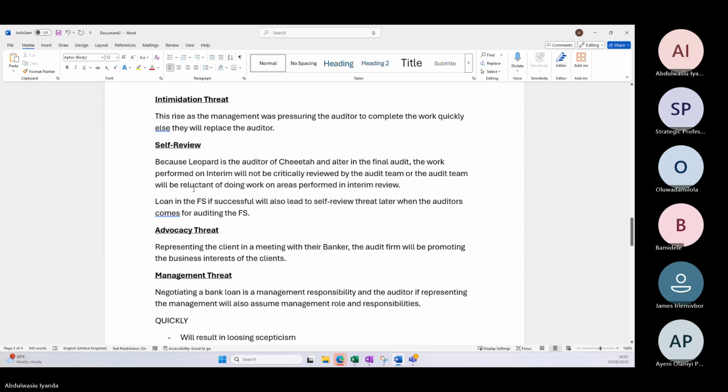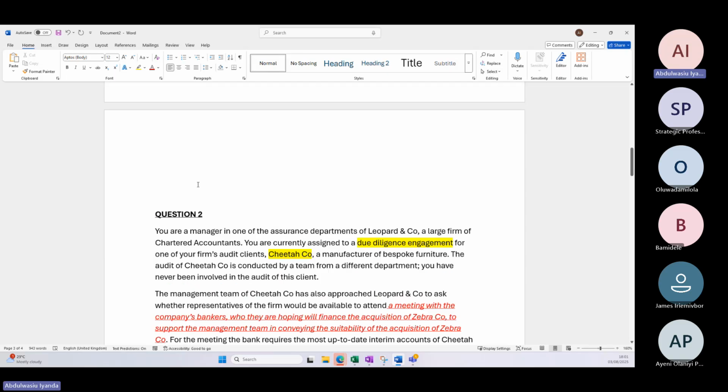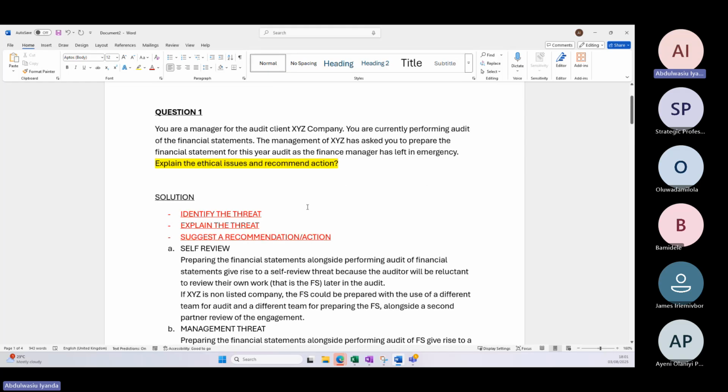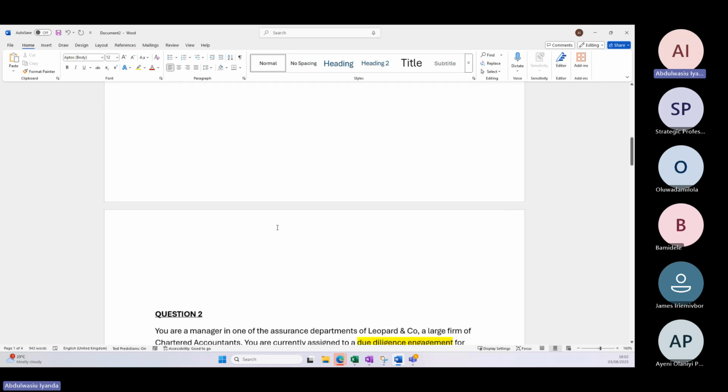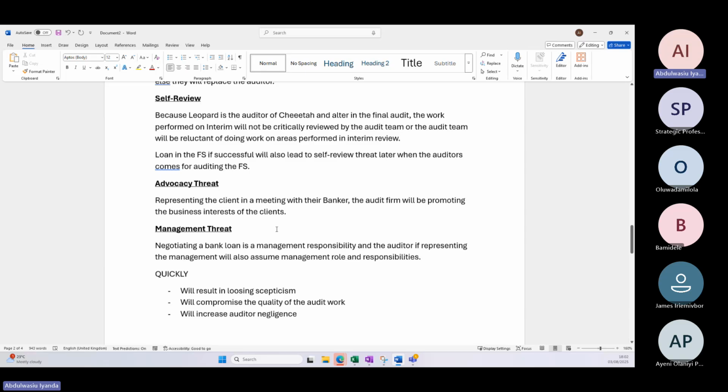Anybody? Because, don't forget the principle. I'm really interested in that, not really the question. It's about how you are able to answer the question. You need to identify the threat, you need to explain it, and you need to provide a safeguard. So we have identified, we have explained, and the last thing is to provide a recommendation. Bring up a safeguard.